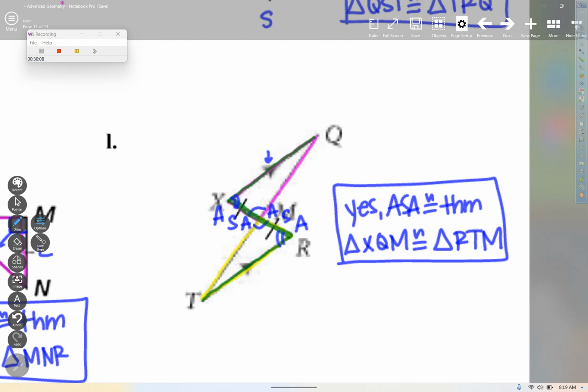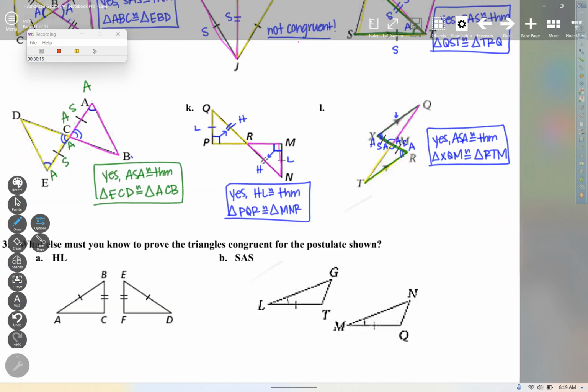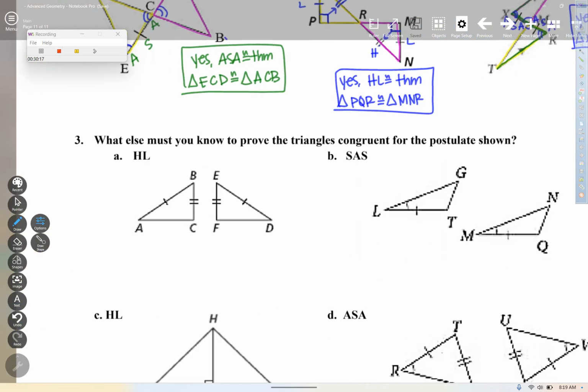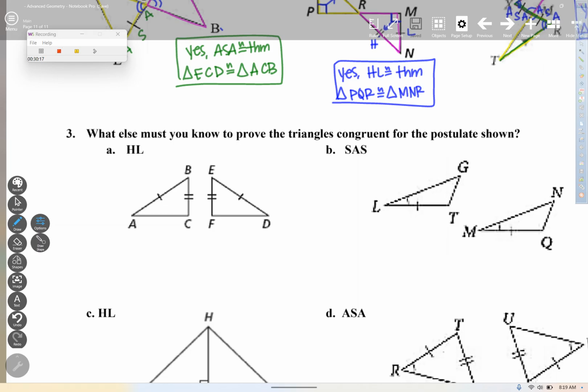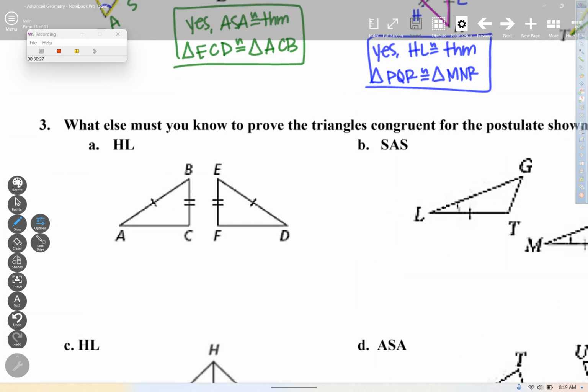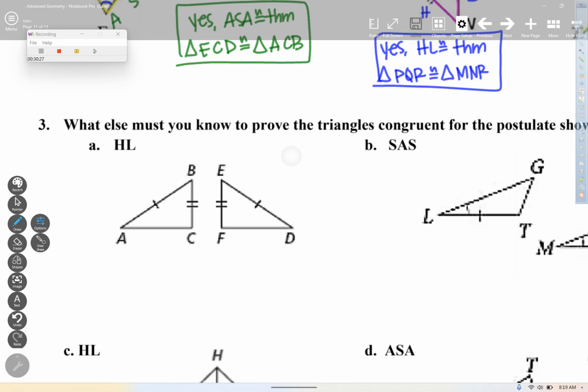All right, we are doing great. We are almost finished. So number 3, it's a little different concept. It's kind of going backwards. So it says, what else must you know to prove the triangle is congruent by the postulate shown? So here's these two triangles, and it wants me to prove it by hypotenuse leg.